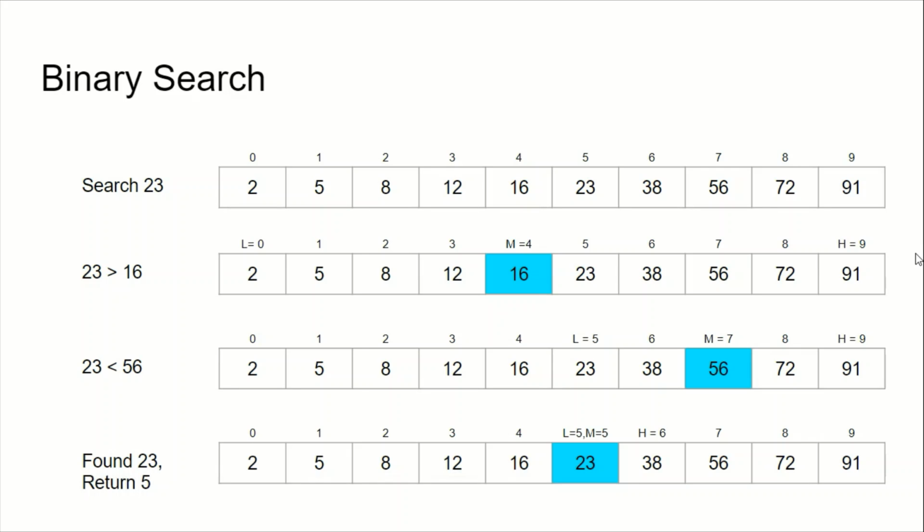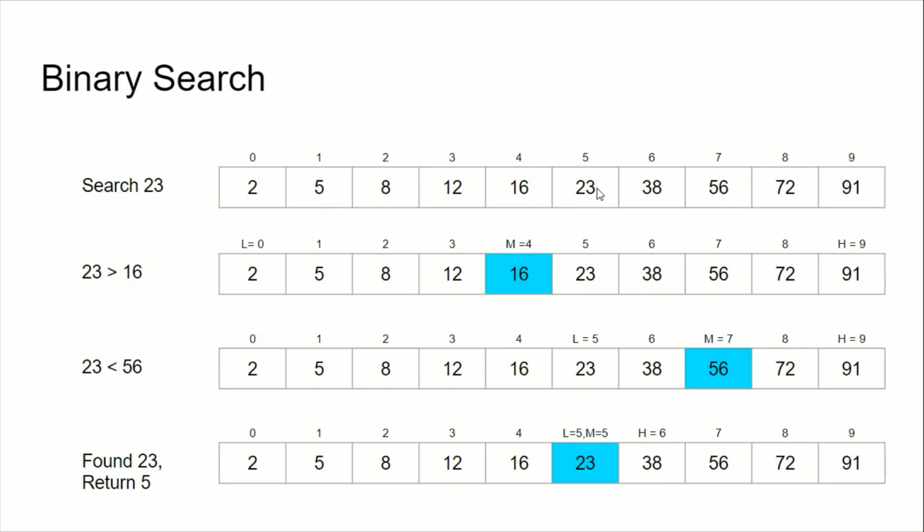Linear search is simple, and it could be a good solution if the array is not sorted. If the array is sorted, there is a search algorithm called binary search. It can give you the result much faster. Here is how it works. For example, here we have an array with 10 elements. Let's say we want to search for 23.